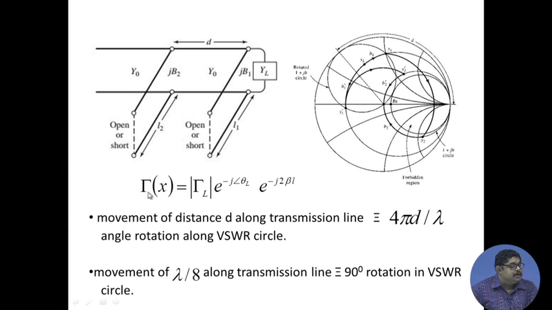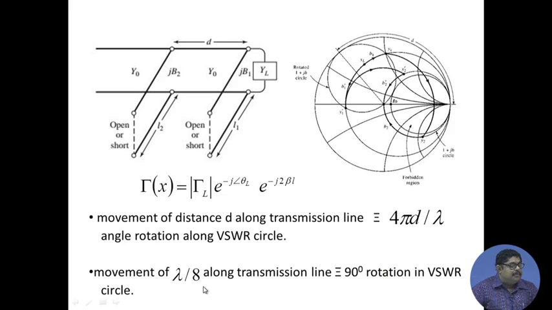We know this transmission line equation, that gamma x is equal to gamma L times this. So, a movement of distance d along the transmission line means, from here you can find this beta is equal to 2 pi by lambda. So, if you put that, movement of distance d along the transmission line means a 4 pi d by lambda angle rotation along the VSWR circle. We have already seen that moving along the same transmission line means moving along a VSWR circle. So, if this distance d is lambda by 2, then the movement is 360 degrees. If it is lambda by 4, this is 180 degrees, and 3 lambda by 8, 270 degrees. Why am I saying this?